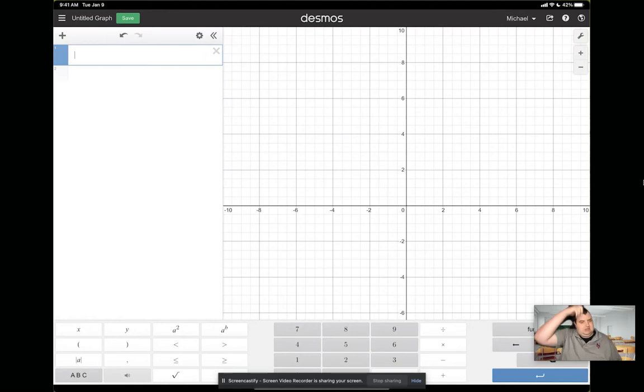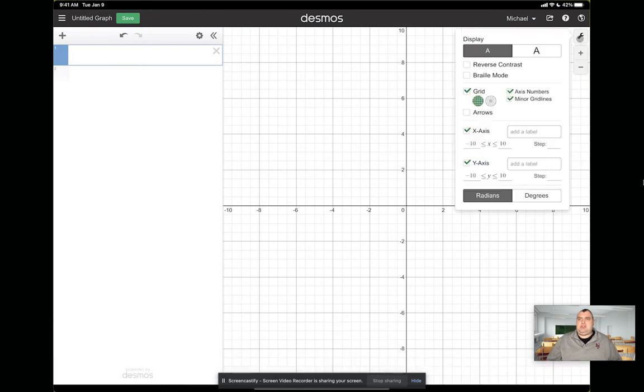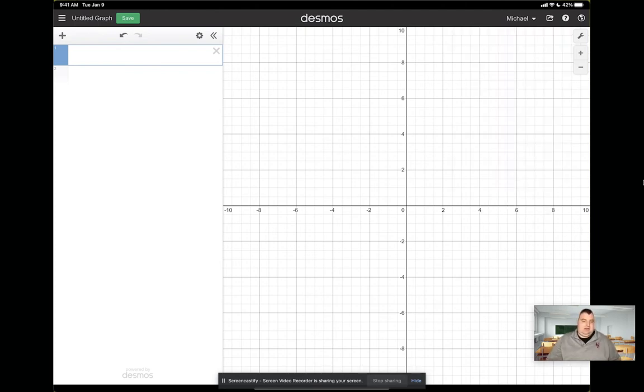Now, when you're using Desmos, since the angle is in radians, we need to make sure that the calculator is in Radian mode. So if you click on the wrench in the upper right-hand corner of your screen, you'll notice by default, radians is highlighted. So that means it's in Radian mode. If for some reason degrees is highlighted, then you need to click on radians to switch it to Radian mode. So you need to make sure it's in Radian mode.